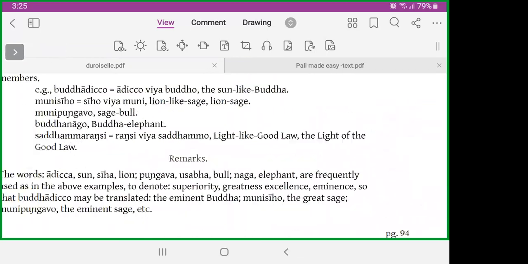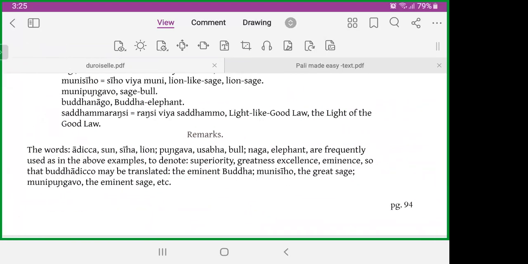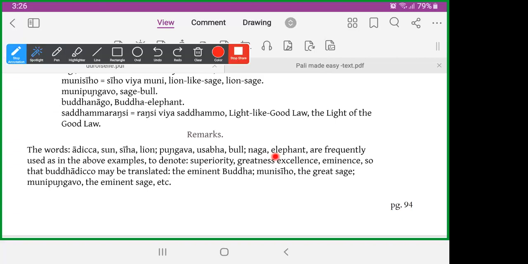Okay, there's something here, the remark. We can read together. The words aditya, sun, siha, lion, punggava, usabha, naga, elephant are frequently used in the above examples to denote superiority, greatness, excellence, eminence. So Buddha may be translated as the eminent Buddha, Muni Siho, the great sage, Muni Punggavo, the eminent sage, etc. So this means the above examples are used to denote greatness and excellence.